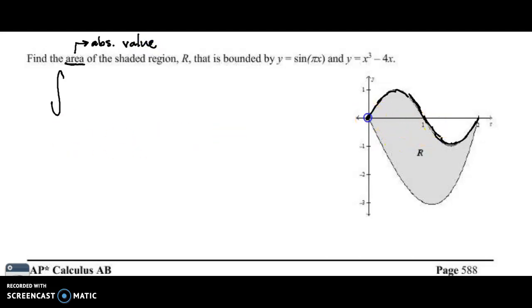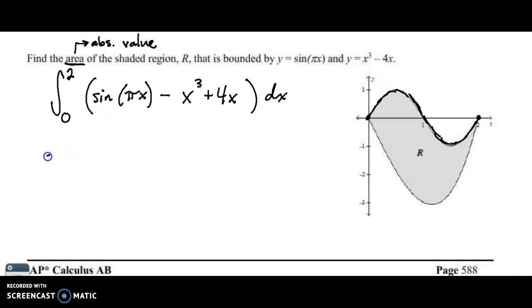But because the graph is given to us, it's pretty clear that these two graphs intersect at 0 and 2. So then you take your upper function, which is sine of pi x, minus the other function, whoops. Notice how I'm going to write it though, x cubed plus 4x, because I'm technically distributing the minus into the problem, dx. So now I can find the integral, which the antiderivative of sine would be, well, a couple things.